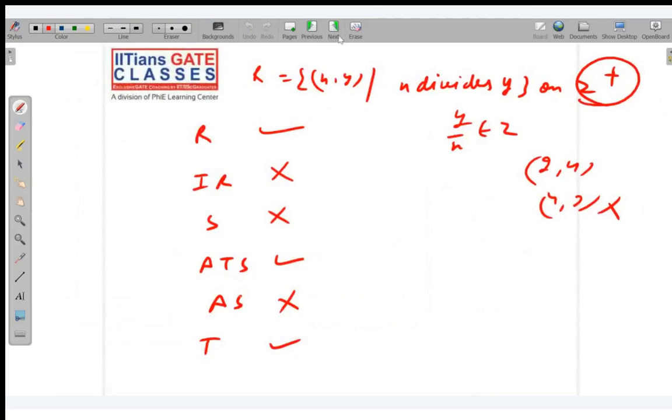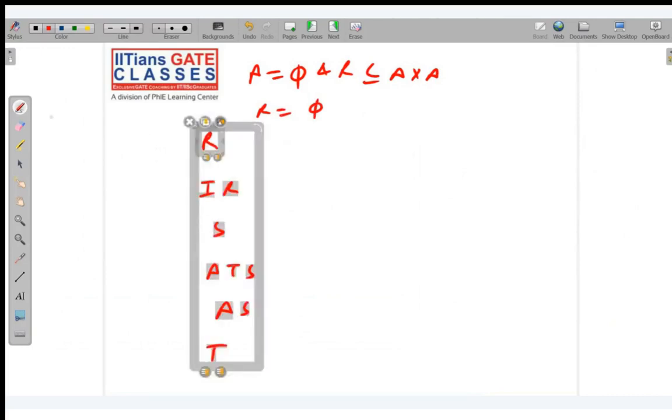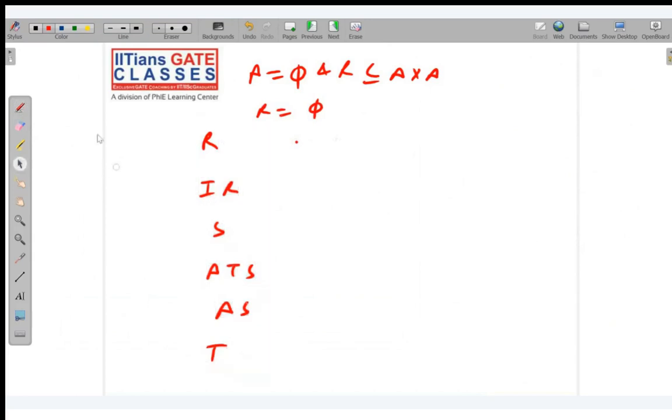I have explained this in the previous class, but just for the sake of revision: if the parent set is empty, and relation R is a subset of A cross A only, then only one relation is possible, that is the empty relation on the empty set. So what are the possibilities? It will be reflexive, irreflexive, symmetric, antisymmetric, asymmetric, transitive, all. Only one relation is there, the empty relation on the empty set, which is reflexive, irreflexive, symmetric, antisymmetric, asymmetric, and transitive. You can check that out yourself.